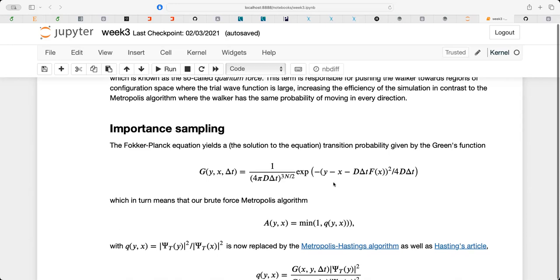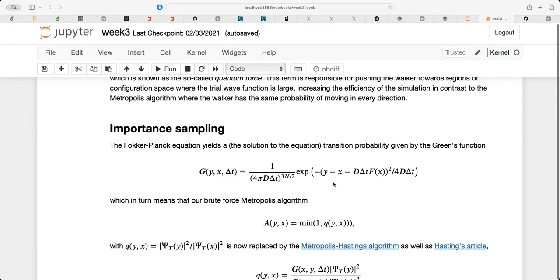So the way we are going to simulate this transition probability, which is something we don't know, is by this Green's function, which is the solution to the Fokker-Planck equation. The Green's function actually represents a probability. It represents the probability of jumping from x to y in a time step delta t. So this is meant to represent the type of transition probabilities which we want to bake in as information to the random walkers which jump in space.